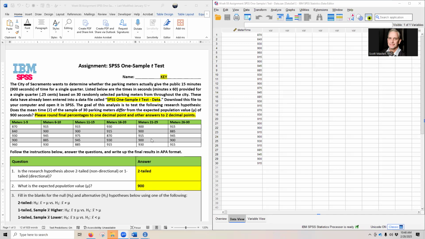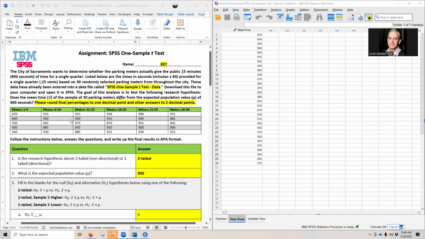Let's talk about the one sample t-test. This is a real assignment we used to do in Sacramento. The week before, we'd give students a quarter and say, find a parking meter downtown, pop it in, and see how much time you actually get for your quarter. It's supposed to be 15 minutes, which is 900 seconds. They recorded the times, so these are real times, and this is back when the meters were mechanical.